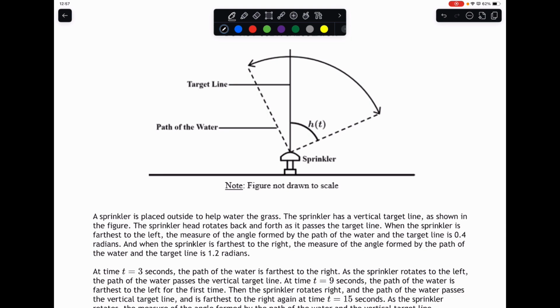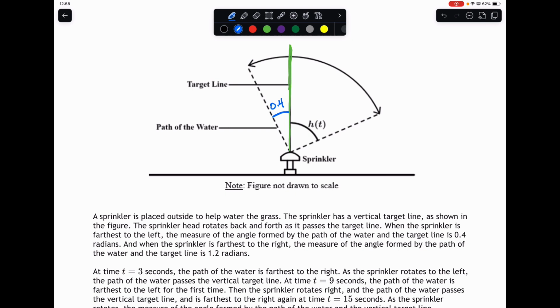Then the sprinkler head rotates back and forth as it passes the target line. Notice that it's calling it a target line and not a central vertical line. When the sprinkler is farthest to the left, the measure of the angle formed by the path of the water and the target line is 0.4 radians. So this angle is equal to 0.4.